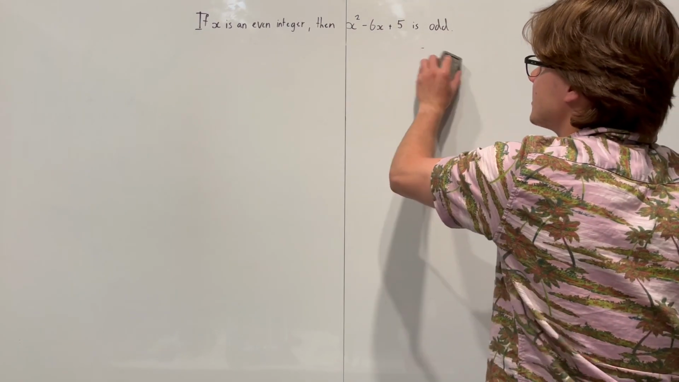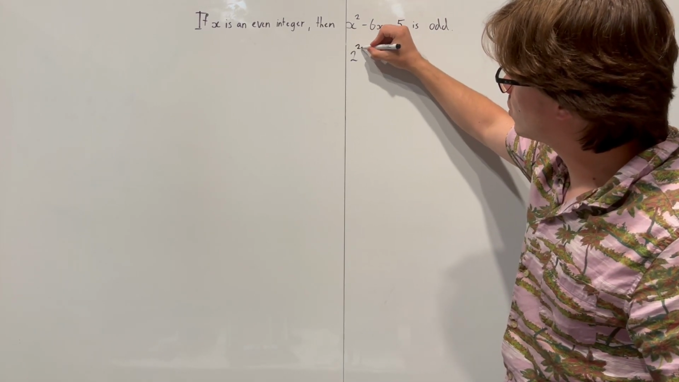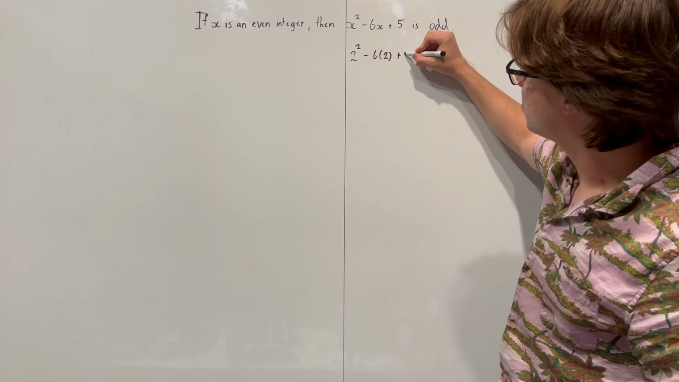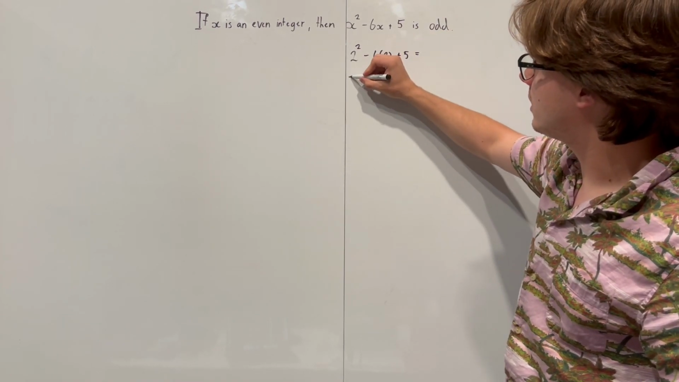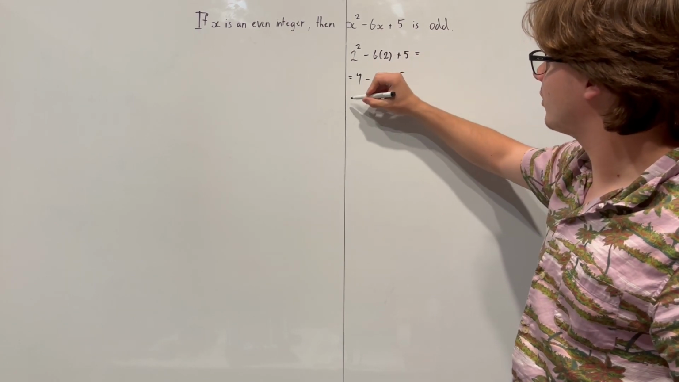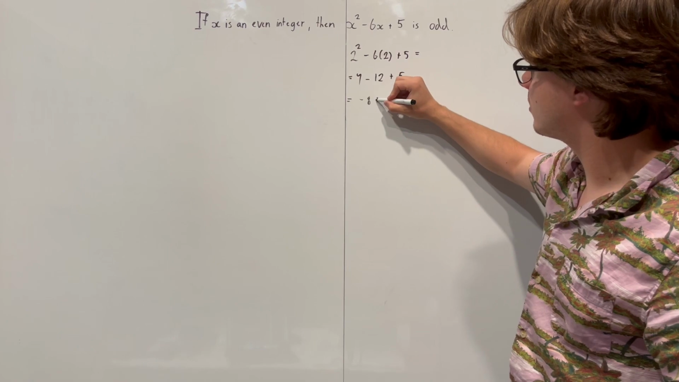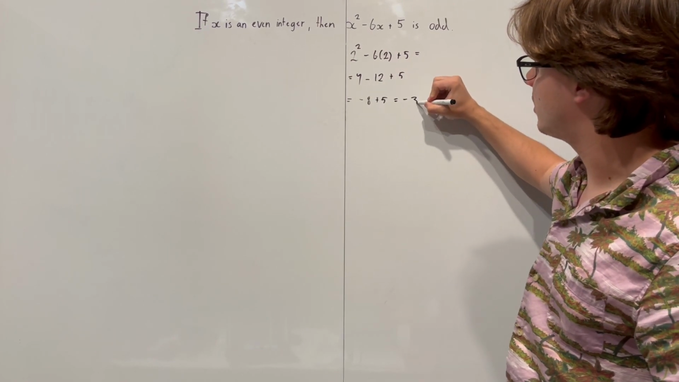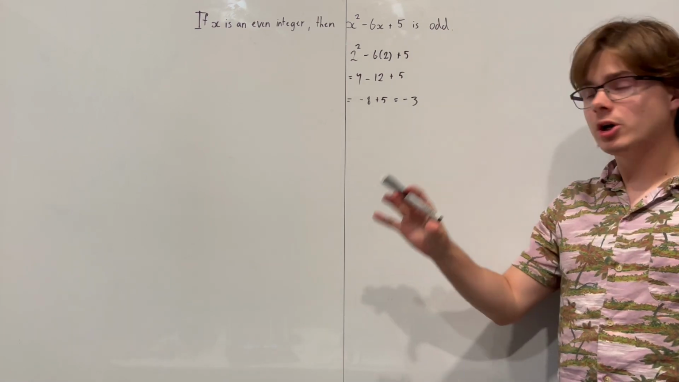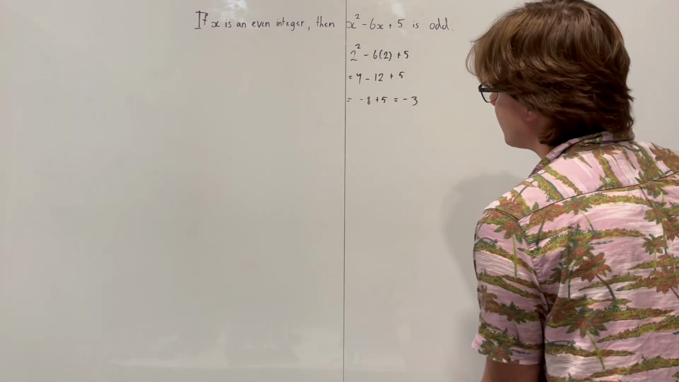Next, let's do the next easiest case. We're going to do 2. So x is equal to 2. We're going to get 2 squared minus 6 times 2 plus 5. This is going to equal 4 minus 12 plus 5, which is simply going to be equal to negative 8 plus 5, which is negative 3. And negative 3 is in fact odd. Okay, so I'm going to go off the premise that this is probably true, so let's go ahead and try and prove this.